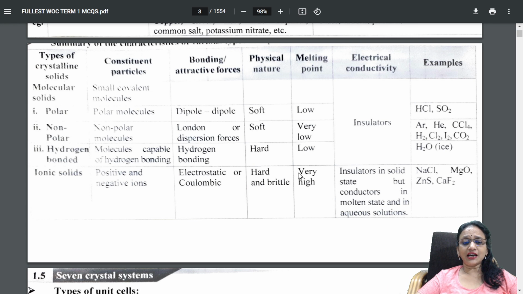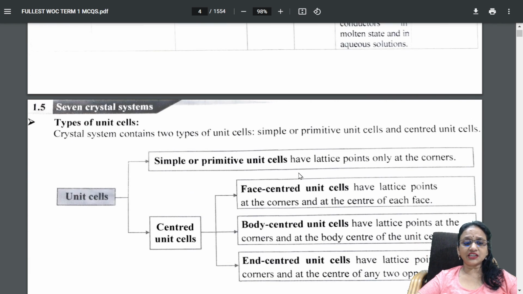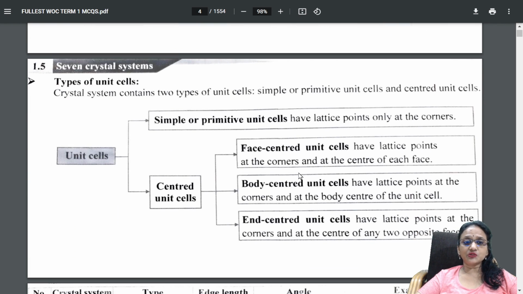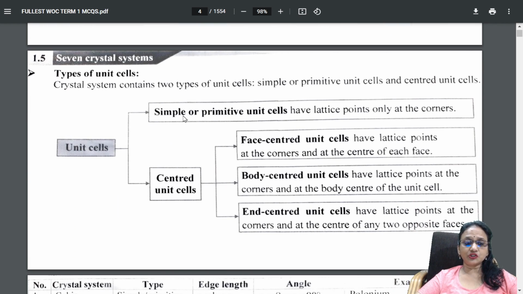All right. After that, we have one more thing to study, 7 crystal systems. So basically, unit cells are classified into simple and centered, correct? So centered are again of 3 types, face centered, body centered, and end centered. So remember the words because it is not a subjective exam. You can remember the words and write in the exam.